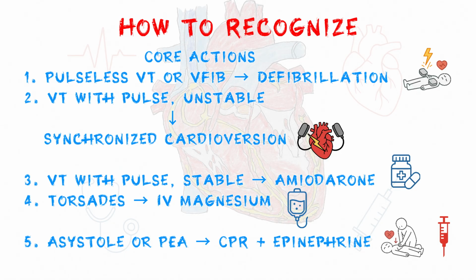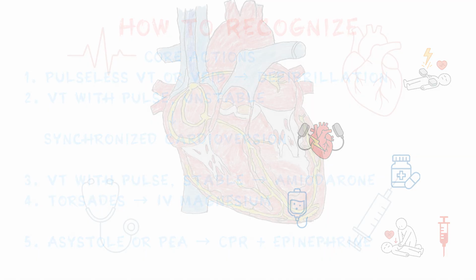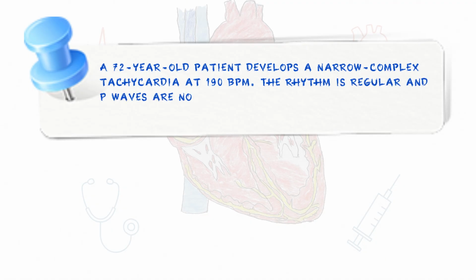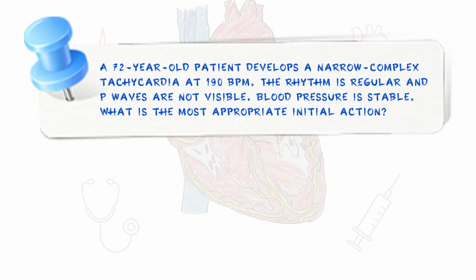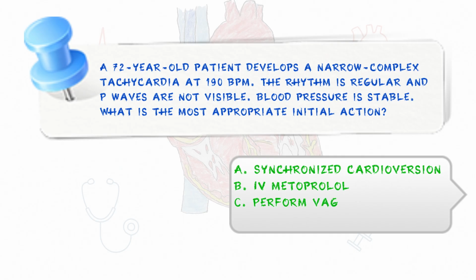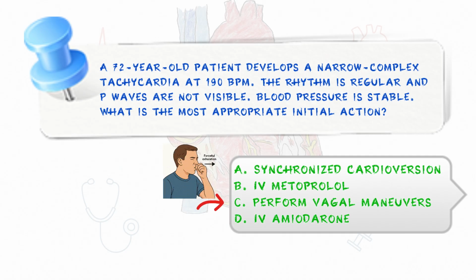Alright, let's jump to the explanation for the very hard question from the previous video. A 72-year-old patient develops a narrow complex tachycardia at 190 beats per minute. The rhythm is regular and P waves are not visible. Blood pressure is stable. What is the most appropriate initial action? And the right answer is C. Perform vagal maneuvers. And here's why.